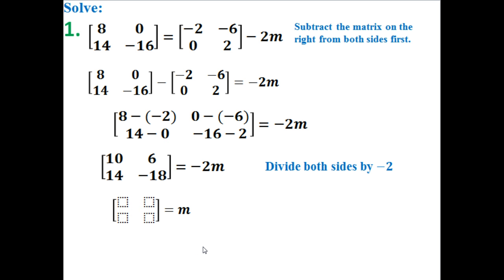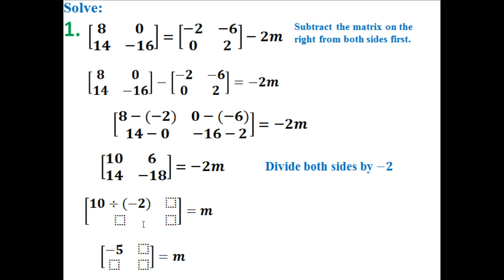Let's take it one at a time. My first one is this one. I've got 10 divided by negative 2, and I'm just going to write that in just like that. 10 divided by negative 2 is negative 5, so I'll write that right here in the upper left. Notice all of these are staying in the same position. My 10 was in the upper left. This is my work on that, and then my simplified answer to it is in the upper left as well.